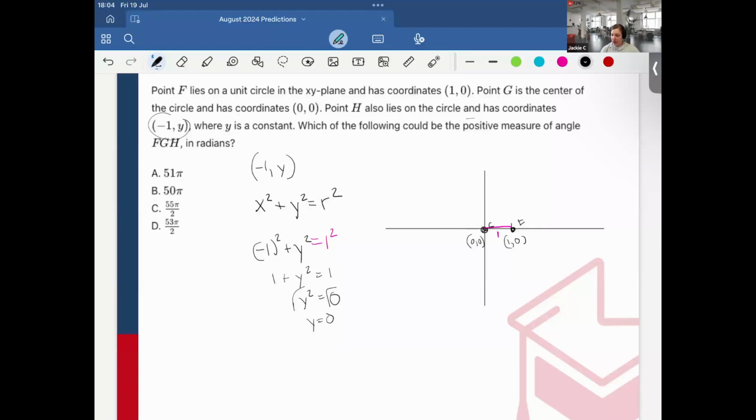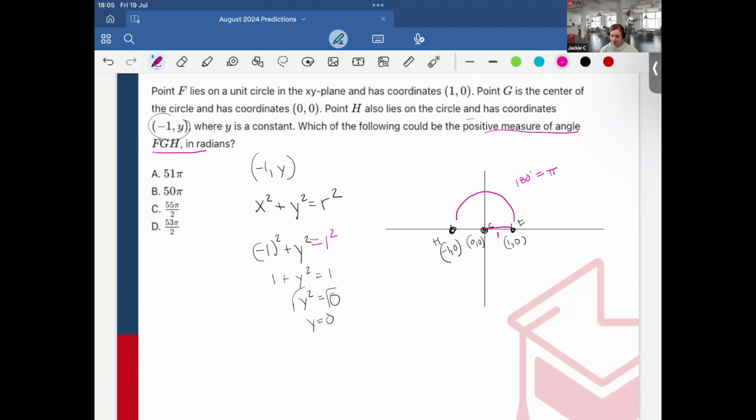So then I know for 100% certainty that our h value will be at (-1, 0), which is here. And I'm asked for the positive measure of angle FGH. So FGH would be this angle here, which is clearly a straight line, so it's 180 degrees. In radians, 180 degrees is pi.